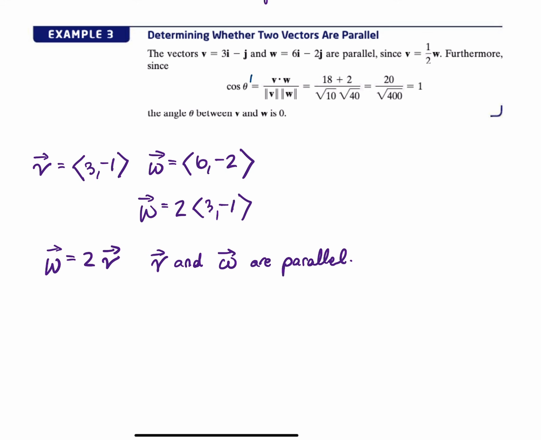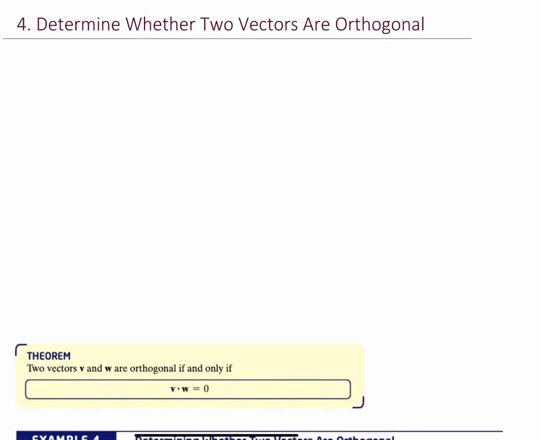So how about if they are perpendicular? Well, the term that we use for vectors is that they are orthogonal. It means that they meet at a right angle. Meaning that the angle between vectors is 90 degrees or pi over 2 radians.